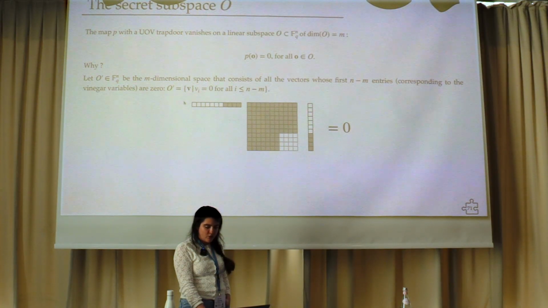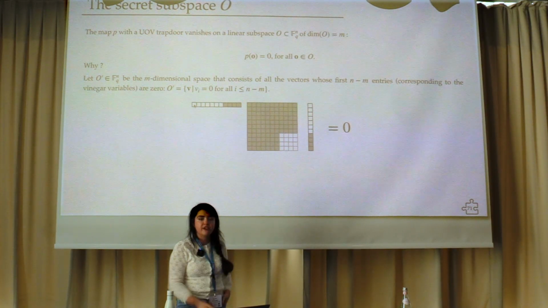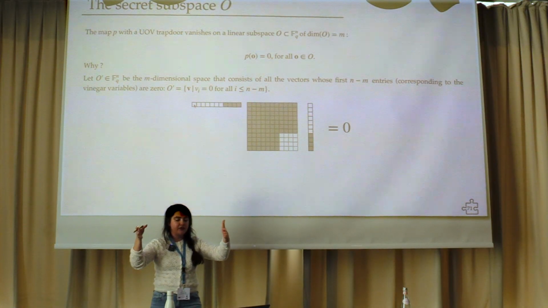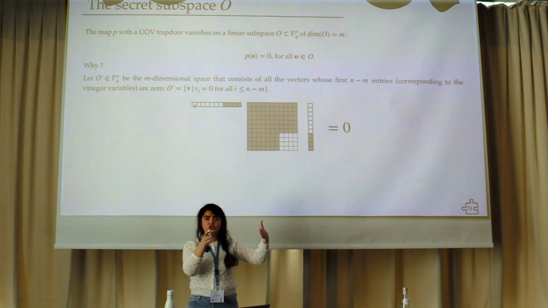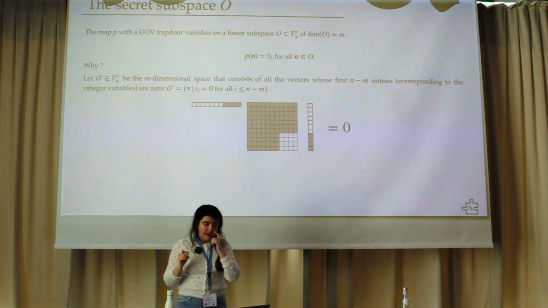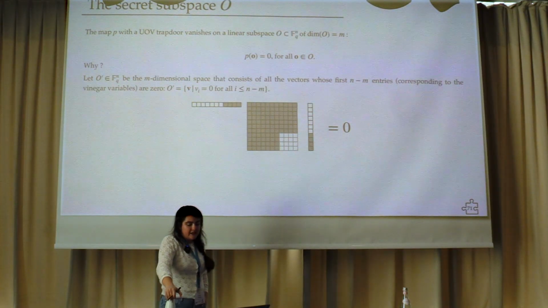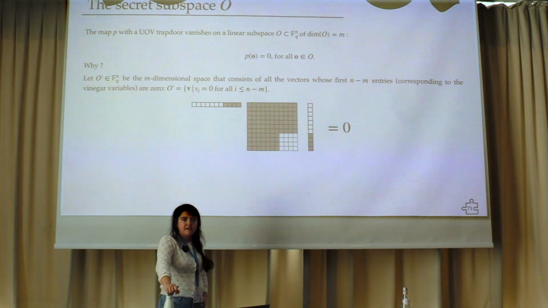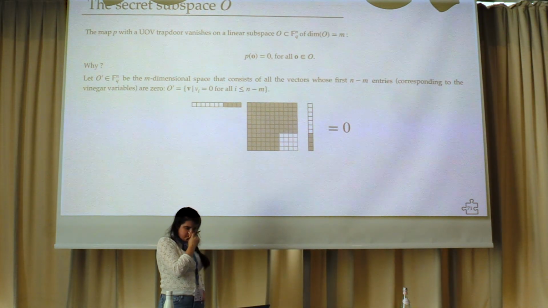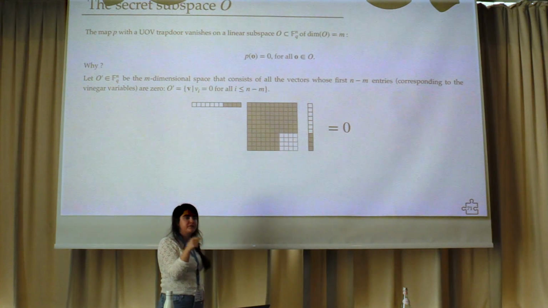Okay. So let's look at this m-dimensional space. Let's look at the space where we take all vectors of length n, and we set the first n minus m entries to 0, exactly, and then the rest is whatever. Then actually all vectors that look like this, the central map vanishes on all of them. You can see it from the image. Do you see it from the image, or do you want us to write it out?